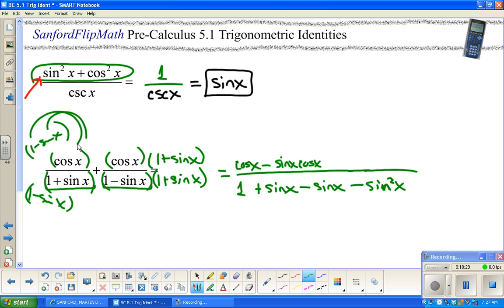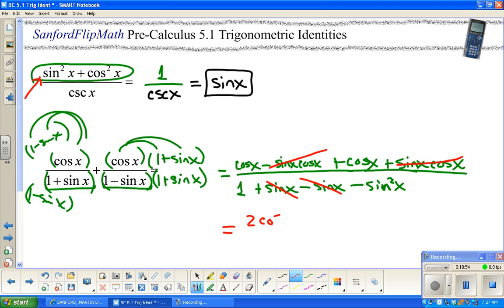All right, so continuing on, we distributed the first numerator. I'm going to distribute the second, so plus cosine, and then plus cosine sine. I'm going to write this sine cosine just so they look the same. Okay, so a couple things to notice here. That goes away with that. They add up to 0. These add up to 0. On the top I have 2 cosine x. On the bottom I have 1 minus sine squared. That is what I said a minute ago was a rearrangement of sine squared plus cosine squared.